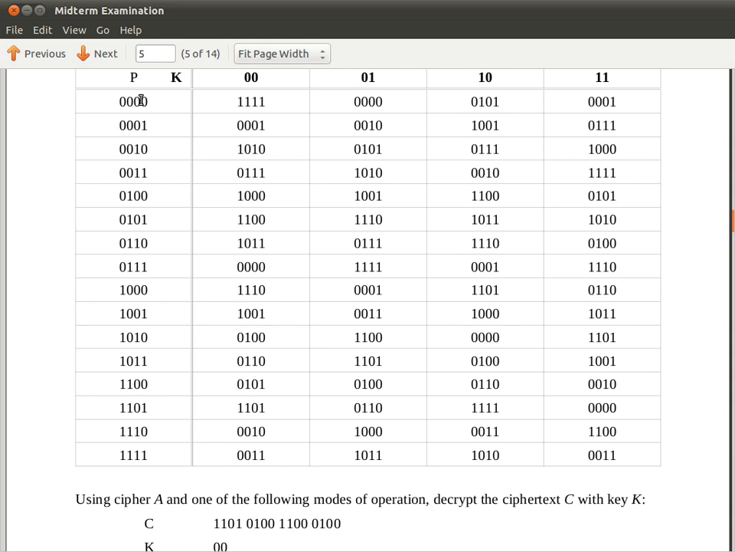First one, using CBC. You have the diagram in front of you, and this is the cipher on the screen. I'll give you the answer in a moment. Try them.